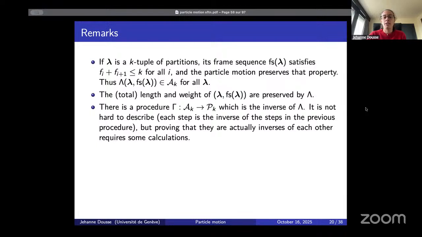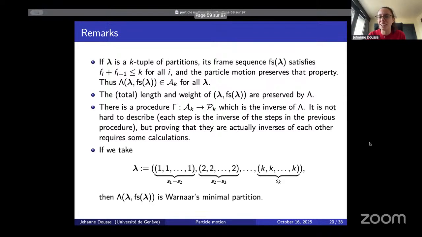And so far, of course, I haven't proved that it's a bijection. I will not prove it in detail here, but you can do it by defining some other procedure gamma, which is the inverse of lambda. The steps are not too hard to describe because you can do the reverse of the steps of particle motion. But proving rigorously that they are inverses of each other and that you get a bijection takes some calculations that I will skip here. I hope you don't mind.